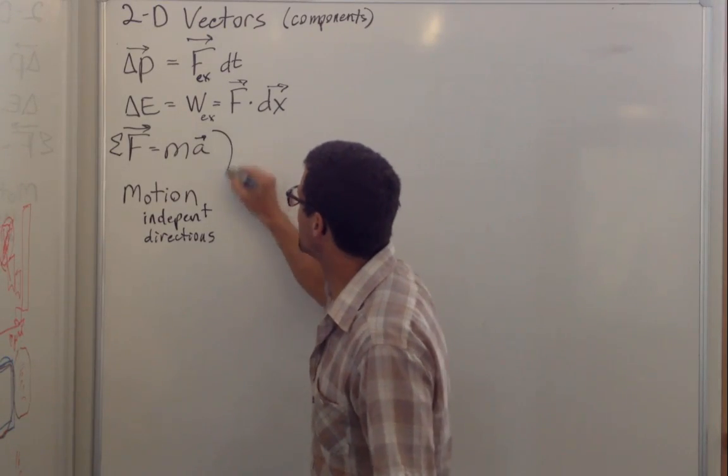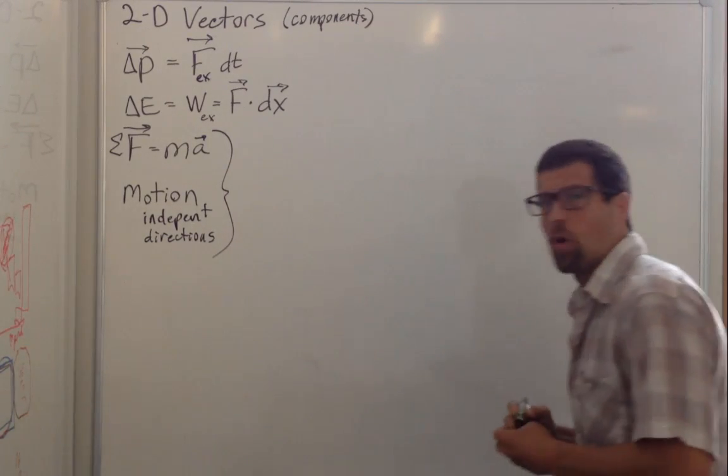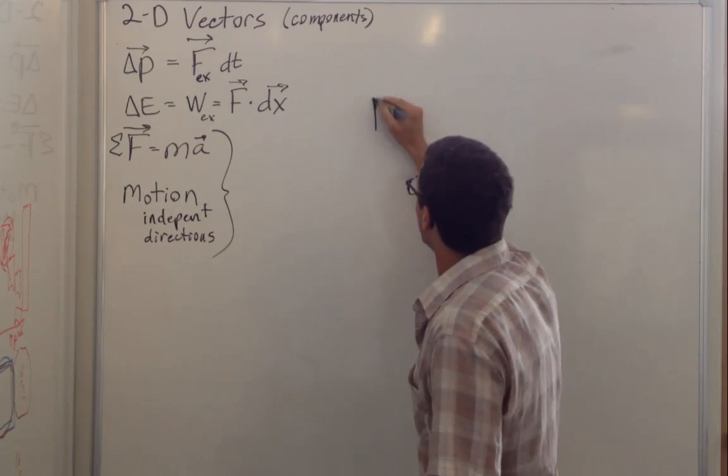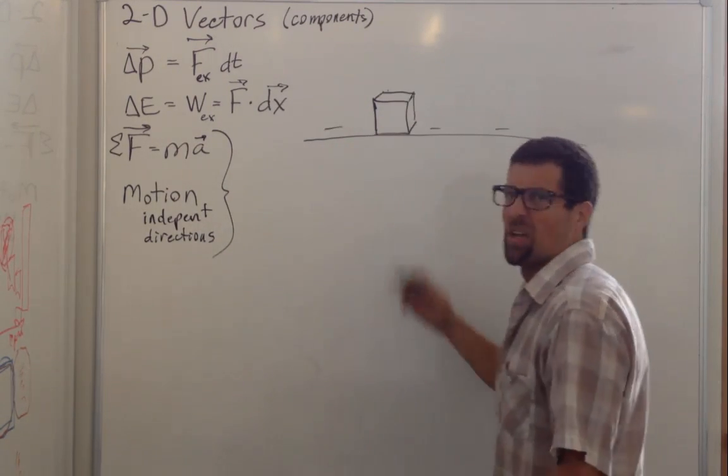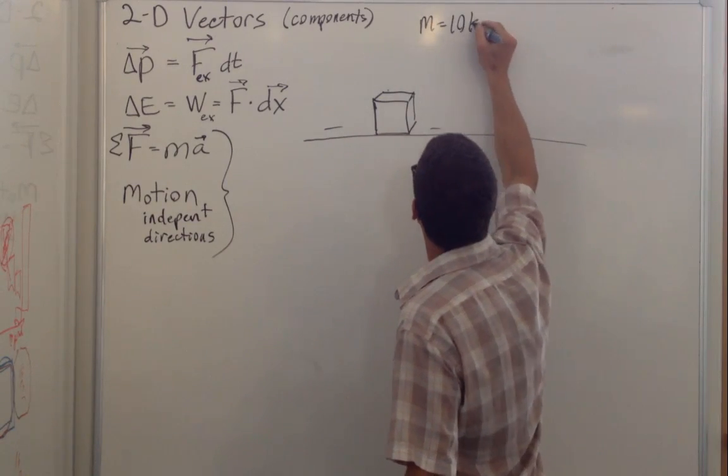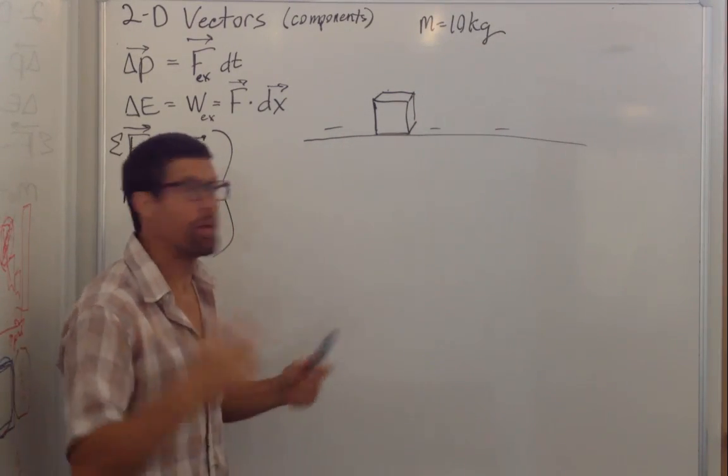We're going to start with these two here. Okay, so let's start with a mass on a frictionless horizontal surface. And let's say it's 10 kilograms. If it's just sitting there, what do we know?